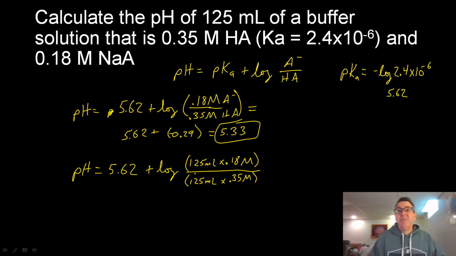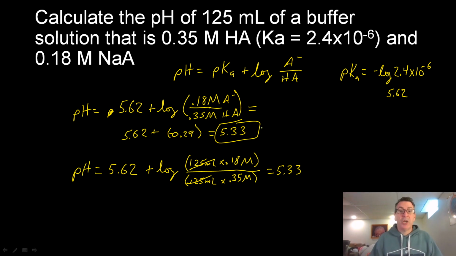If you had, say, 50 milliliters of the acid solution and 25 milliliters of the base solution, you could just plug those numbers in directly. Obviously here, the 125 just cancels out, and we're right back to the 0.18 over 0.35, which is what we had in the first place. So you won't always need to do that. But like I said, a lot of times what I teach my students is to have them do that volume times concentration. That gets them the amounts that they need there.